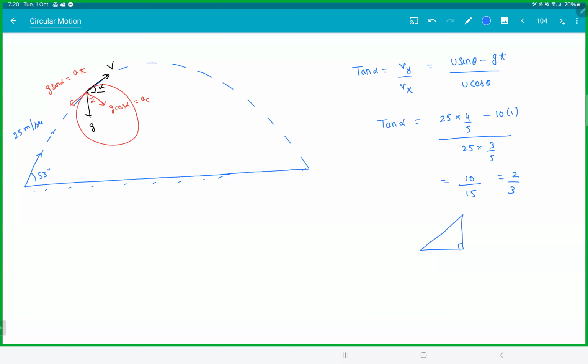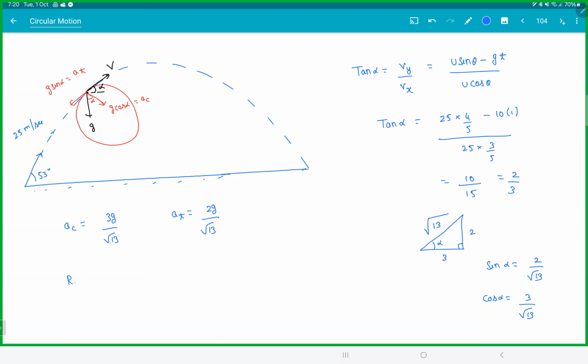And I taught you this. If you know tan alpha is opposite side by adjacent side, so the hypotenuse will be root 13 there. From there you can find sin alpha and cos alpha. So sin alpha is 2 by root 13. Cos alpha is 3 by root 13. So your a centripetal is g cos alpha, 3g by root 13. A tangential is 2g by root 13.